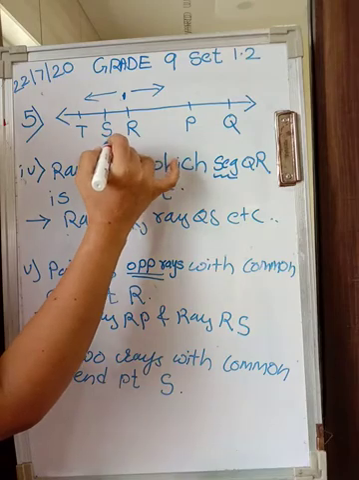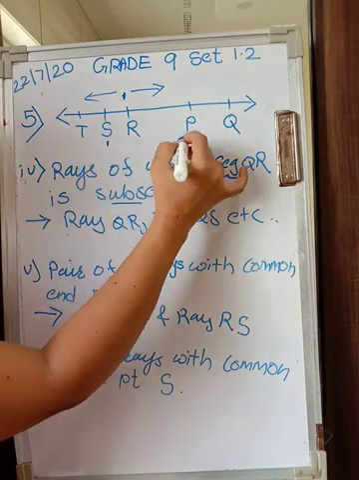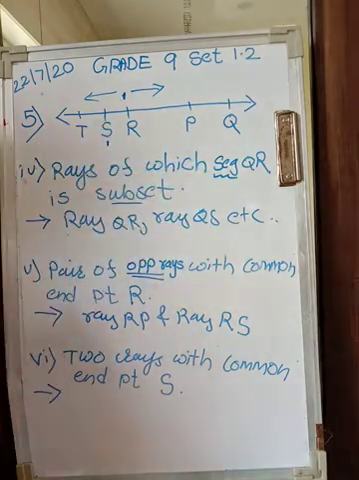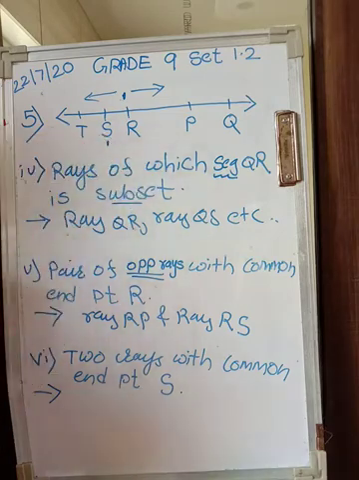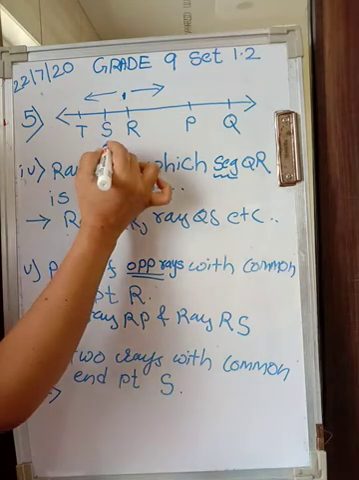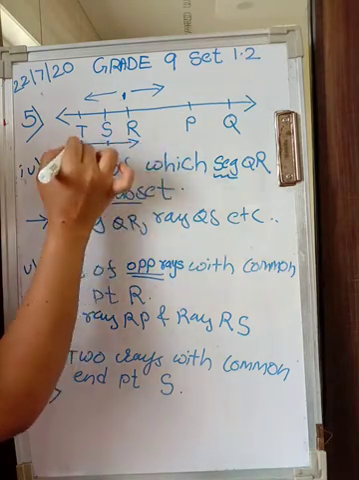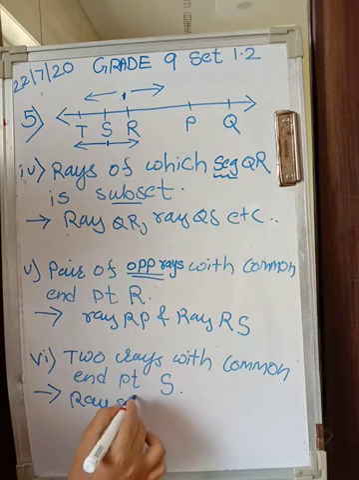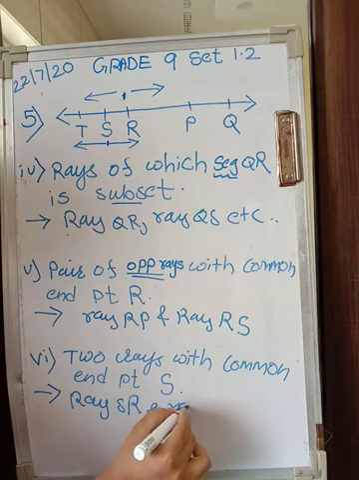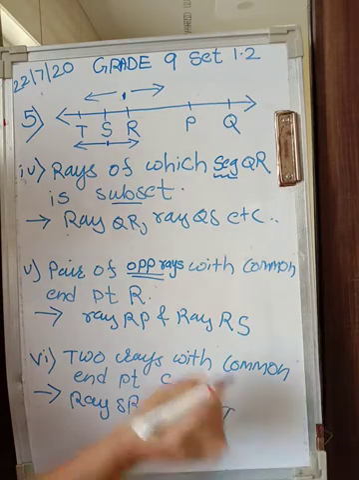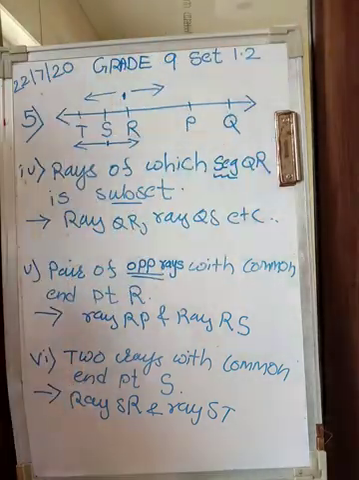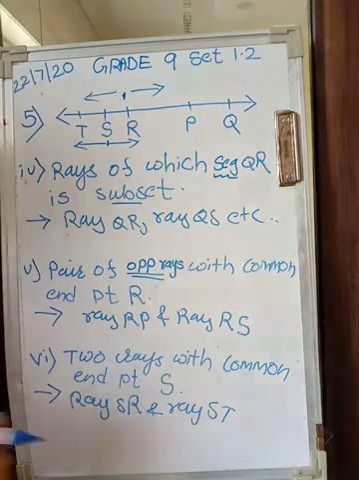If I say ray SR and SP, both are moving in the same direction, so automatically this will be the same ray. So it is better to write the pair of opposite rays which have common endpoint S. So we can write ray SR and we can write ray ST. Instead of SR, you can write SP or SQ also. They are in the same direction. Now only the last question is remaining, students.